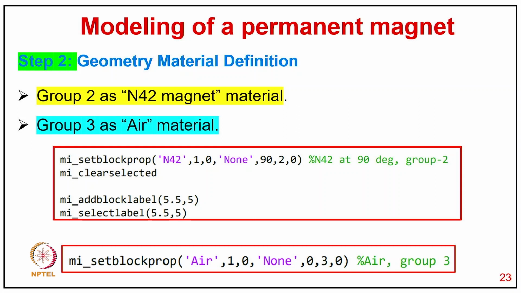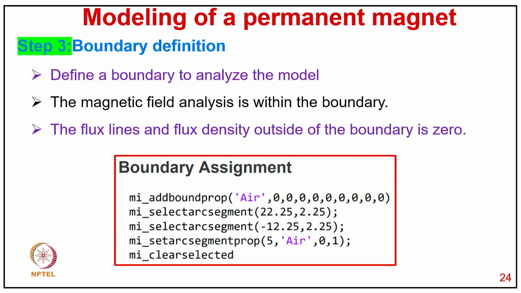Now I set the block prop: N42, 1, 0, then none, 40, 2, theta, and we recommend putting N42 at 90 degrees, and group 2. mi_clearselected, and mi_addblocklabel 5.5, 5, and mi_selectlabel 5.5, 5, and mi_setblockprop in brackets air, 1, 0, theta, none, and 0, 3, 0, as a comment, air, group 3.